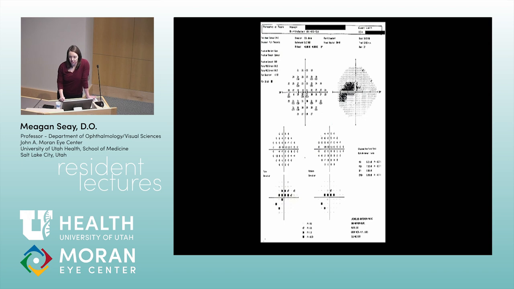What's your differential at that point? The right eye is completely normal. Right eye is normal. 30-year-old girl. Okay. The exam is normal. No, this is all you know. 30-year-old girl. Someone sends you this visual field. What are the top five things that you're wondering? Things you might think are abnormal.